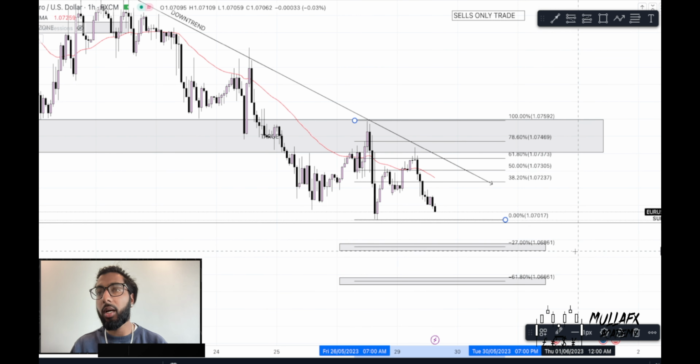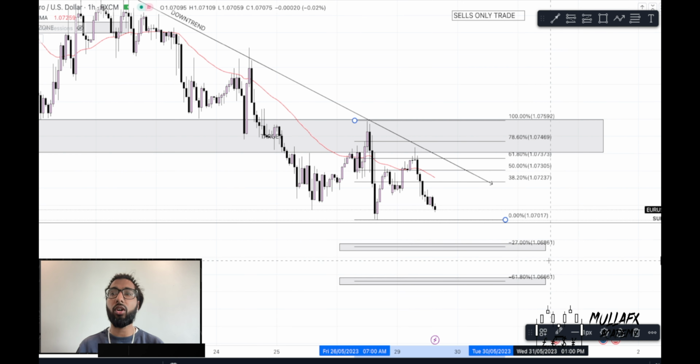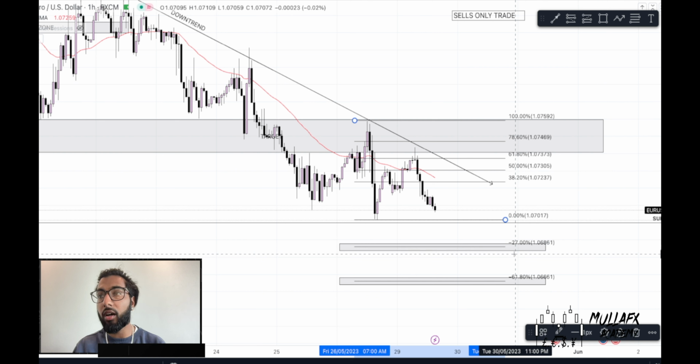But we're going to have 1.06861 and 1.06661. Those are two areas, but they're not the best areas. What I'm actually going to do is find a better area. I would say 1.068. Is that a nice area? Still not a nice area. So we'll do 1.0685.